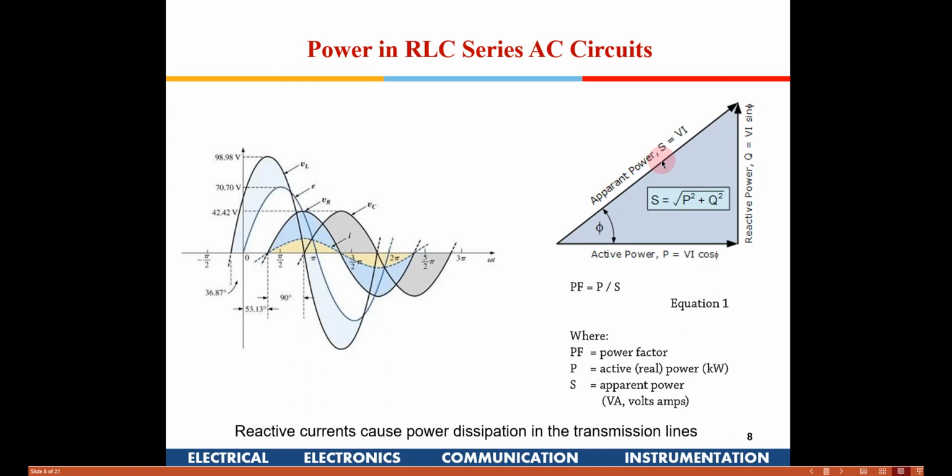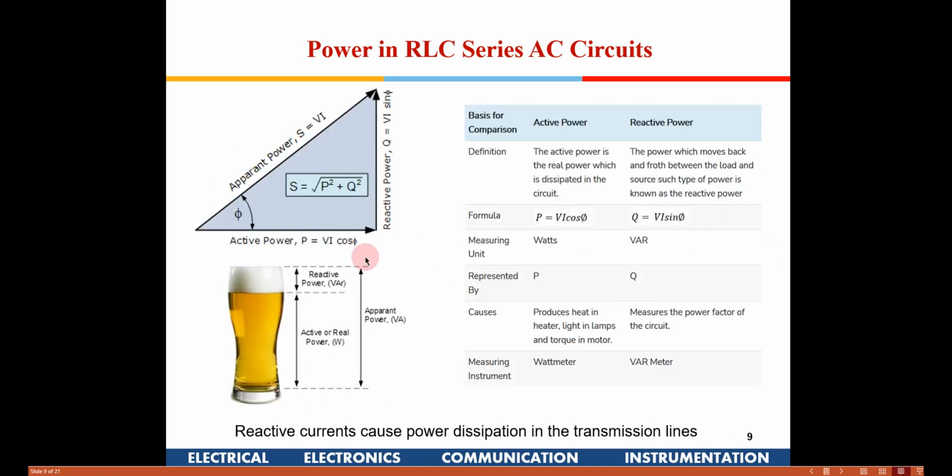So the apparent power is nothing but a vector sum of these two powers. So if you take an analogy, this is the actual power. If you take the froth of a beer, that is something known as reactive power. But then this total together becomes apparent power. So these are the formulas which we need to know to compute this: active power, VI cos phi, and reactive power, VI sin phi.